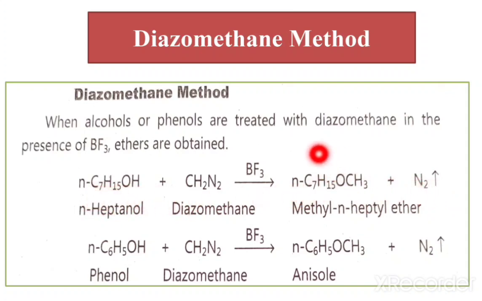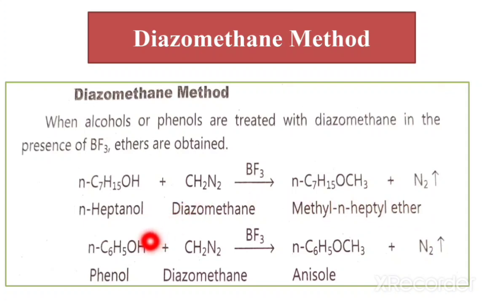Here it's very simple. How to write the product of this reaction: n-C7H15O, here oxygen, and here CH2, and this hydrogen becomes CH3. That means when you write the product of this reaction in the presence of BF3, it's a simple trick. Here n-C7H15, here O, and this CH2 becomes CH3. That means methyl n-heptyl ether.